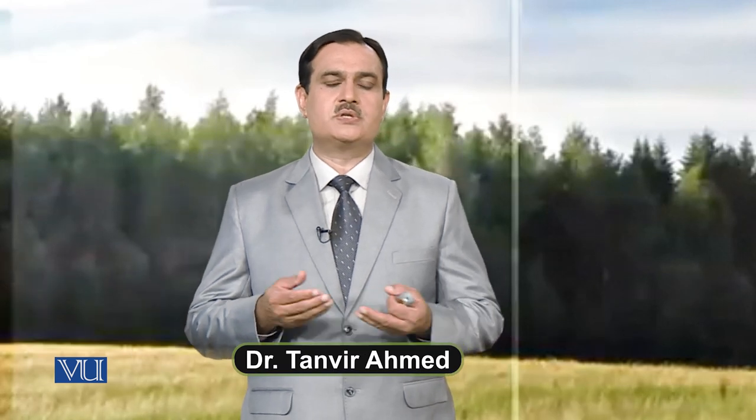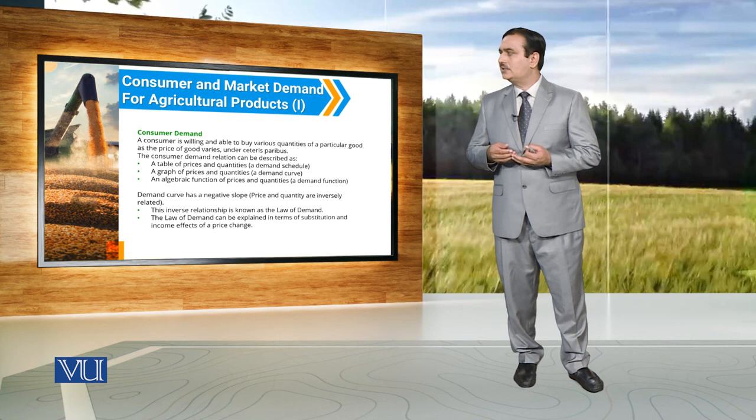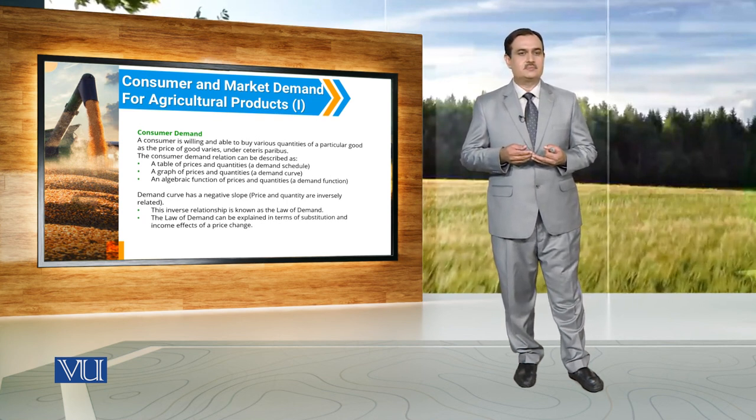And that graph indicates a negative association between price and quantity. And in some mathematical form, some equations are also used to describe consumer's demand for some commodities. As far as the demand curve is concerned, it is a negatively sloped curve. If price increases, quantity demanded will decrease, and there is a negative association between price and quantity demanded. And this negative, inverse association between price and quantity is called the law of demand.